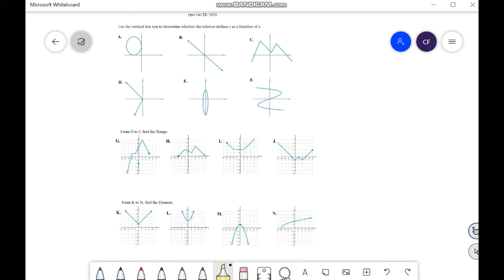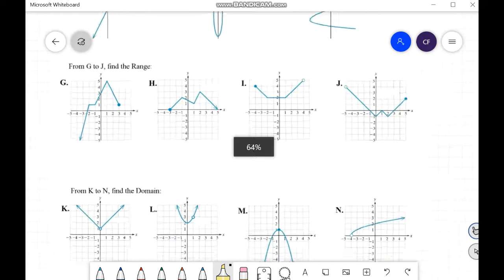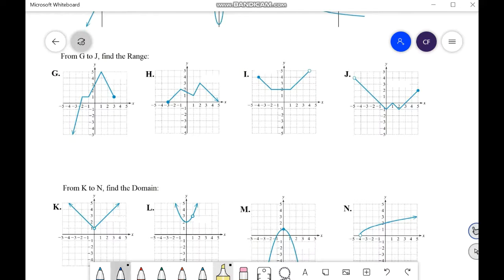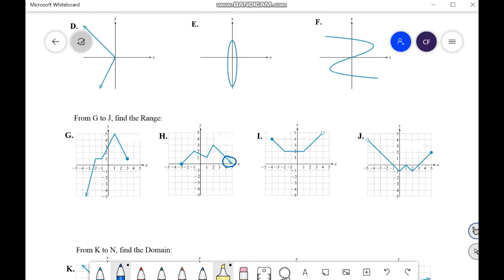The first part of the quiz: use the vertical line test to determine whether the relation defines y as a function of x. And the second part is kind of the same as what we worked on before, to find the range and the domain given the graph. The only difference here is that we're going to check some traps: the open dot, the closed dot, and the arrows, okay? So we will be careful with these traps. We're going to know how to work with them.